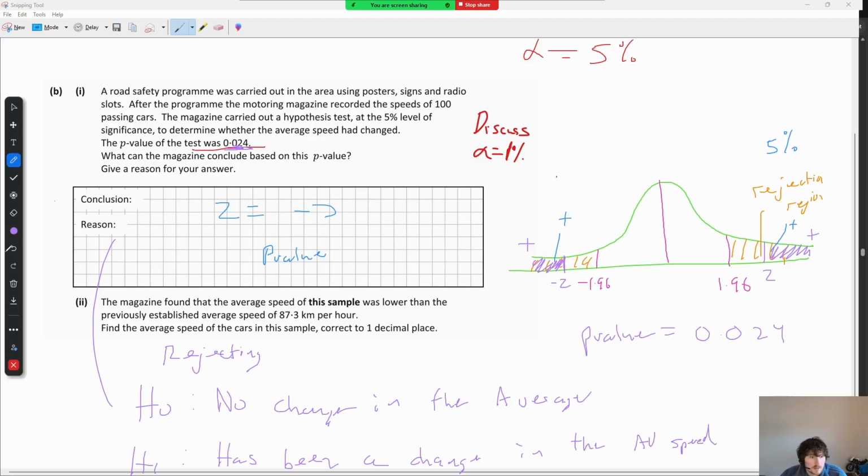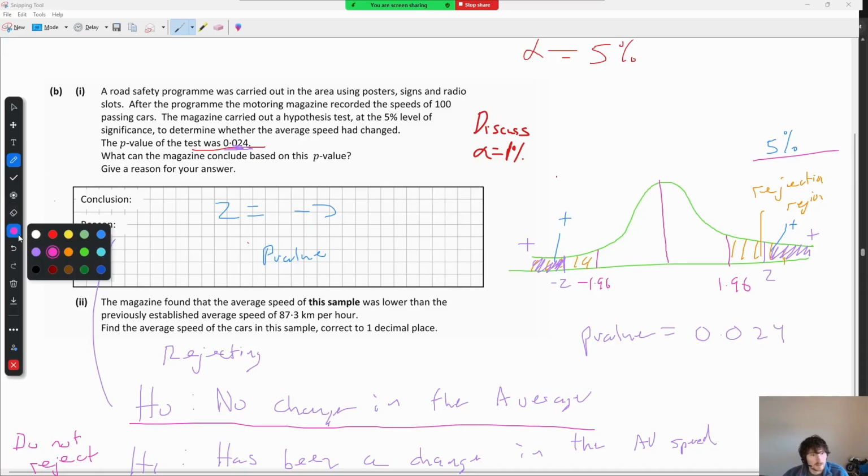Okay. So basically, because we're in the rejection region, we reject H0. This statement is not true, and we do not reject H1, which means our conclusion is that at the 5% level of significance, there has been a change in the average speed on this road. Okay, so in other words, this road safety program did work. Hopefully that makes sense to people.